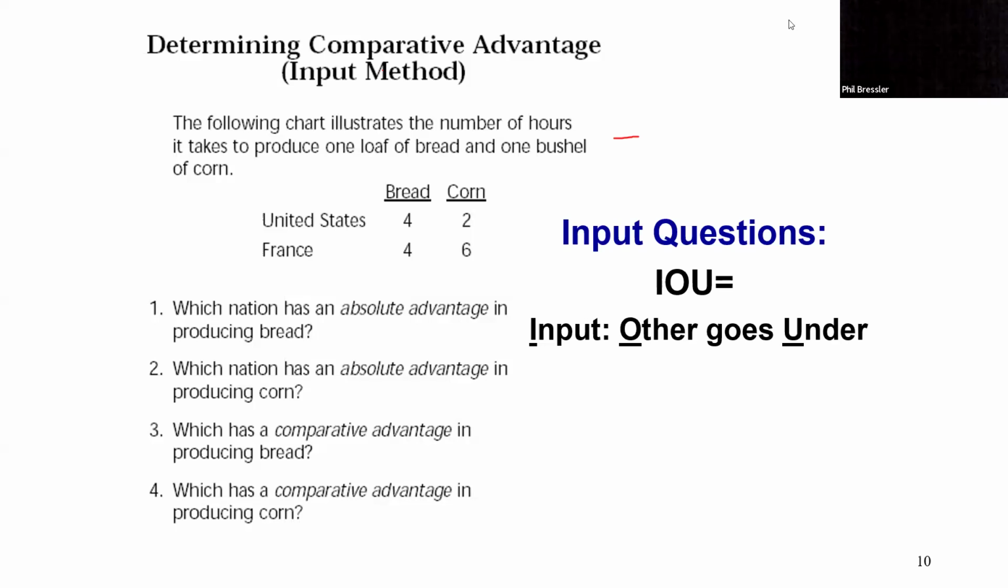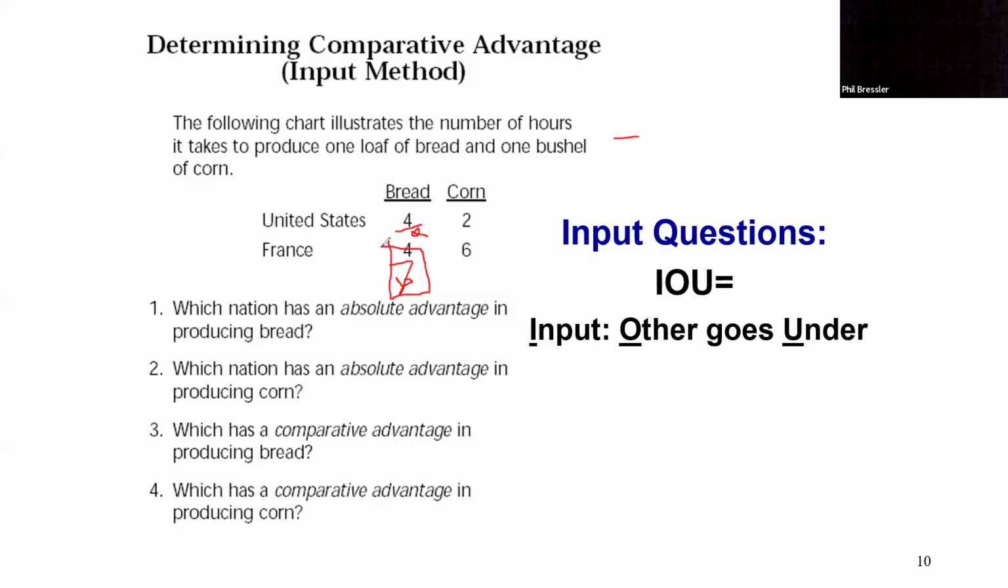Now, who has the comparative advantage in producing bread? Like I said, it's an input, so we're going to do other under. So, for bread, the other product in the United States is corn. And because it's an input, I'm going to put it under. So that's 4/2, which is 2. The other for France is corn, and I'm going to put it under. 4/6 is 2/3. We always want the lowest opportunity cost. So France is going to do bread.